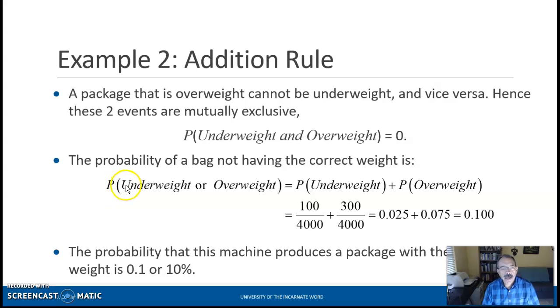So the probability of a package being underweight or overweight is the probability of underweight plus the probability of overweight. Underweight, there are 100 packages out of 4,000, and overweight, there are 300 packages out of 4,000. If you calculate those quantities, you find 0.025 and 0.075. If you add them, that's 0.1. Interpreting this result, the probability that this machine produces packages with the incorrect weight is 0.1 or 10%. So this is an example with mutually exclusive events.